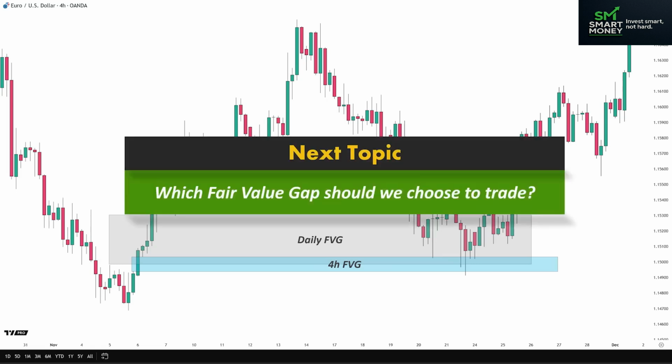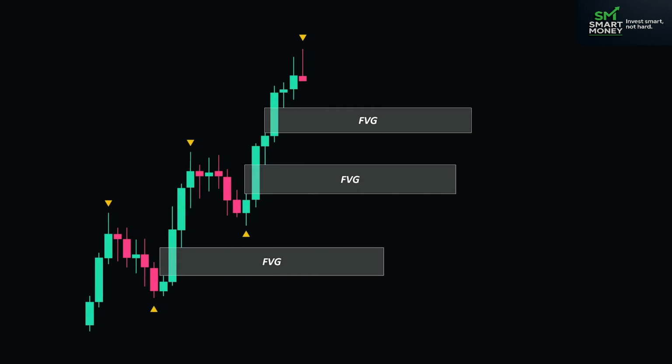Now we reach the next important topic. Which fair value gap should we choose to trade? In this trading example, we have multiple fair value gaps marked on the chart. The trading idea is to wait for the price to enter these zones and look for buying opportunities. However, we are only interested in buying when the price taps into the middle one. So why are we not interested in trading the others?